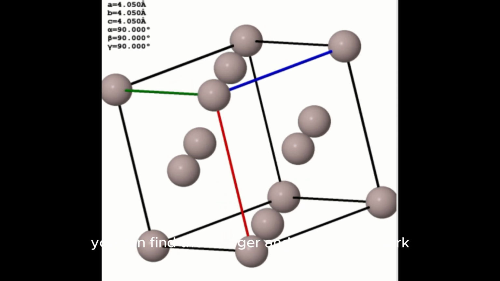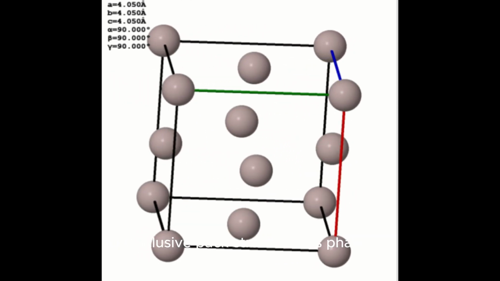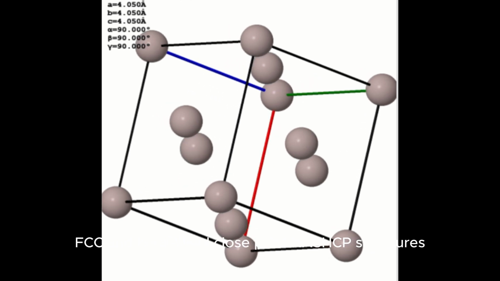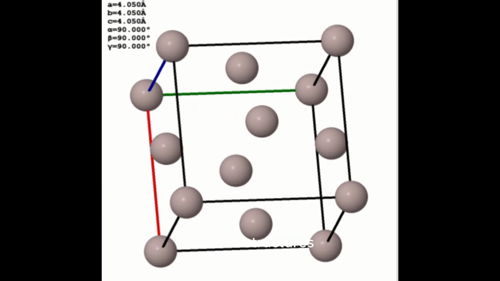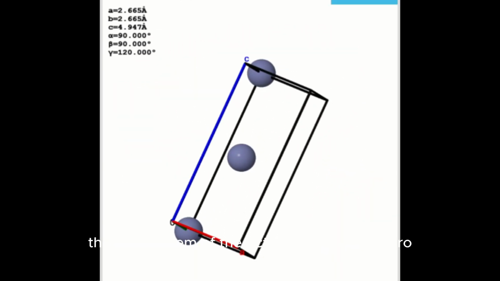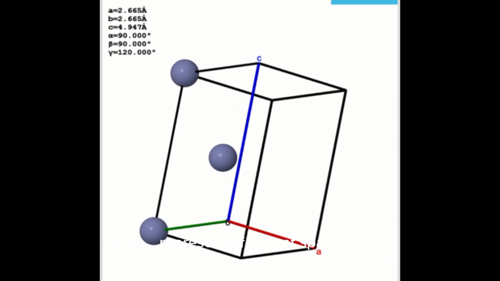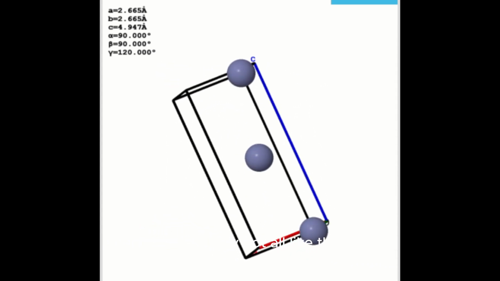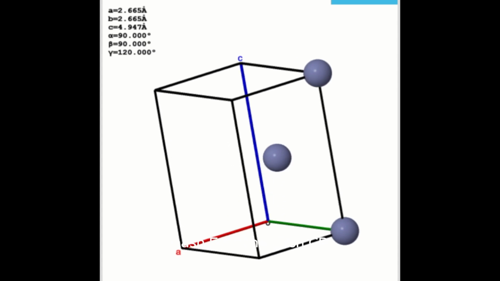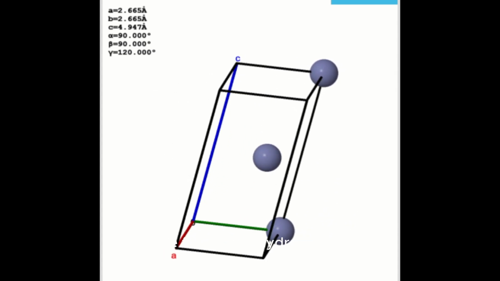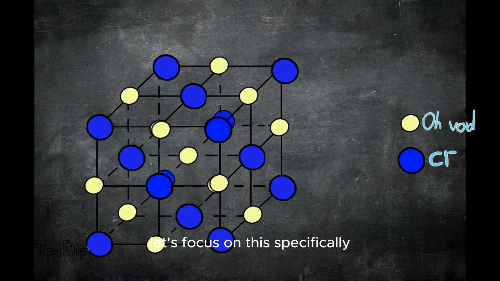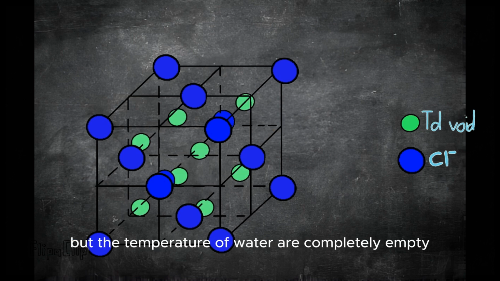You can find tetrahedral and octahedral voids in close-packed structures such as face-centered cubic (FCC) and hexagonal close-packed (HCP) structures. In these structures, the central atom of the octahedral and tetrahedral void represents a vacant space, and the surrounding atoms are part of a framework. Additionally, not all FCC and HCP lattices have filled tetrahedral or octahedral voids. As we discuss the rock salt structure, let's focus on it specifically. In rock salt, the octahedral voids are fully filled, while the tetrahedral voids are completely empty.